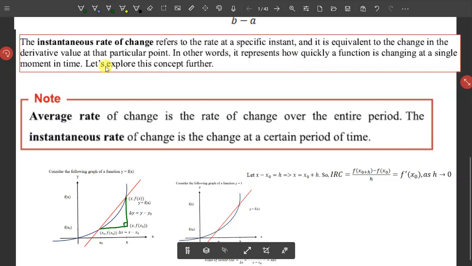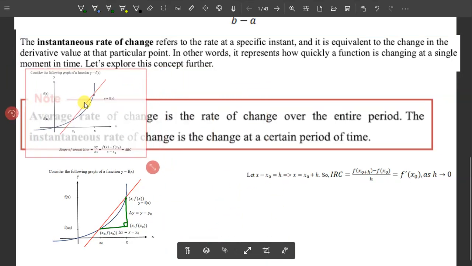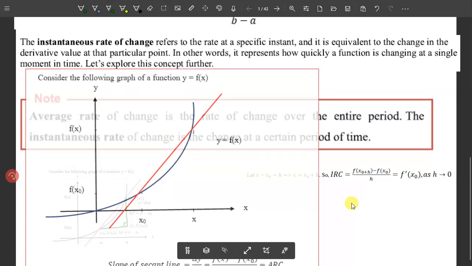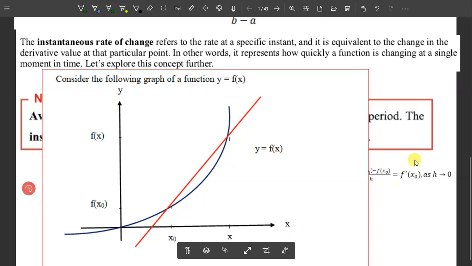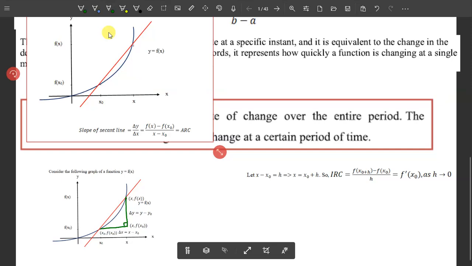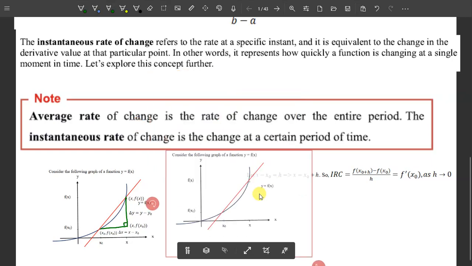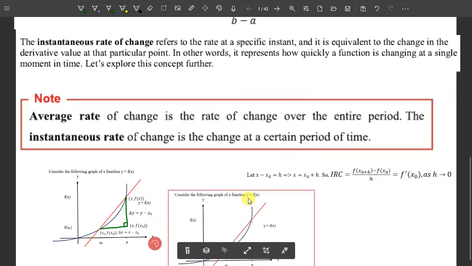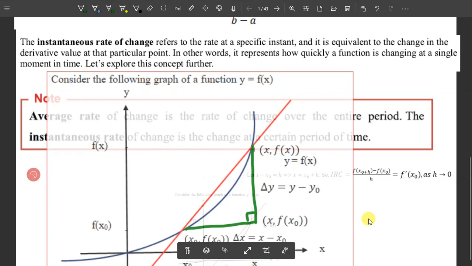Now, let us explore this concept further again. Suppose this is a graph of the previous function, but instead let me use that one. That is better, and it is better to use this graph. It can demonstrate each and every point on the graph. Therefore, it is better to use this one.